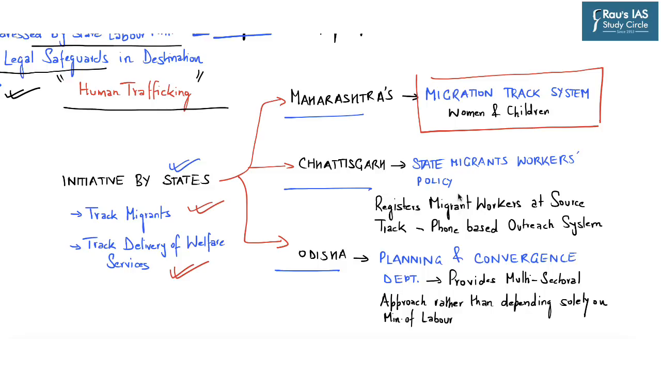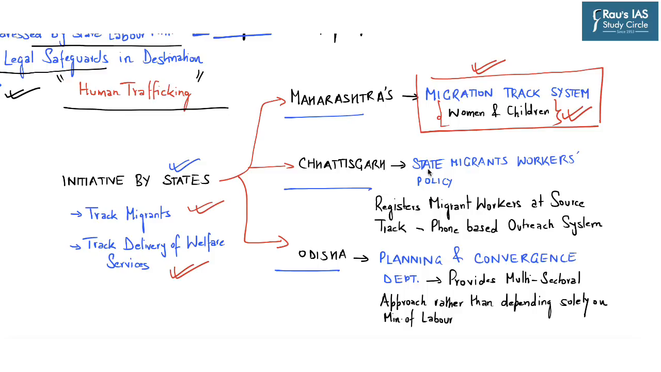Now, generally, the Ministry of Labor at the center and also at the state level is the nodal agency with respect to tracking and taking care of the migrant workers. However, in Maharashtra, it is the Ministry of Women and Child Development under which the migration track system takes place, especially of women and children.